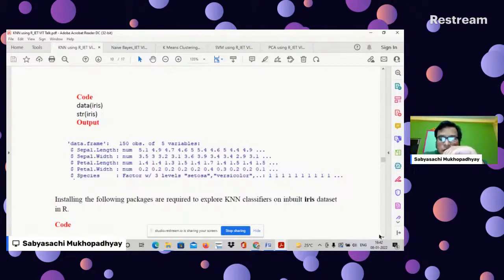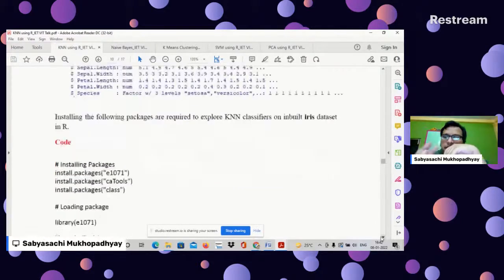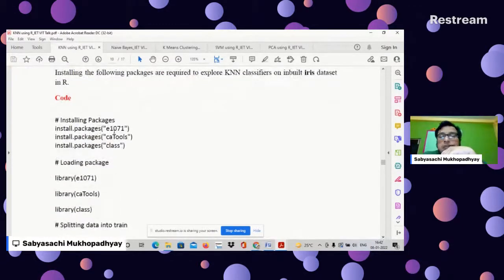So let us see how we can do that. Once you do this basic processing, we have to install certain packages to explore the KNN classifier on the inbuilt iris dataset: install.packages e1071, install.packages caTools, install.packages class. Once you have done the installing of these packages, you can load them using the library function: library e1071, library caTools, library class. Once you have loaded the packages, then what you have to do is split the data.